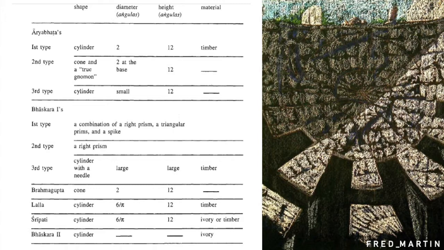The next one is of course by Brahmagupta, the modification of the conical gnomon. And then some later additions were made by Lalla, Shripati and Bhaskara 2. They were made in such a way that the diameter is 6 by pi, so they were graduated on the circumference. And the height was of course 12 angulas, and the material was either timber or ivory. So this is just a tabular format. A gnomon, you can summarize, is an instrument which is used for determining the shadows. And now we are going to see the actual working of the Shankhu Yantra.